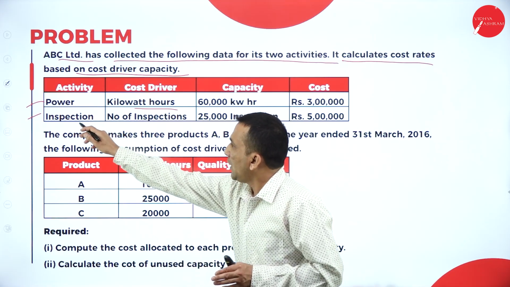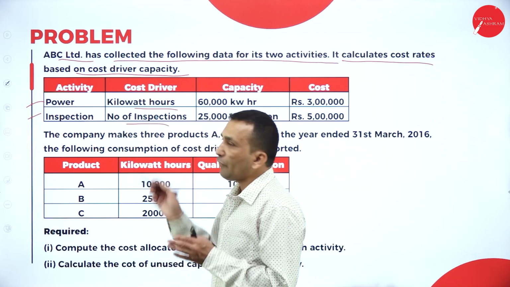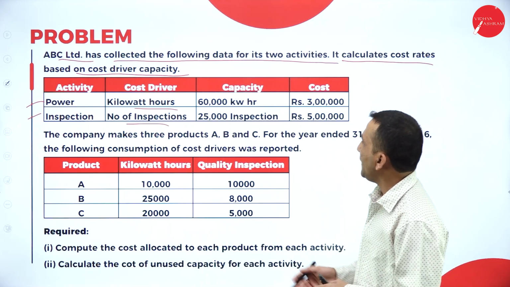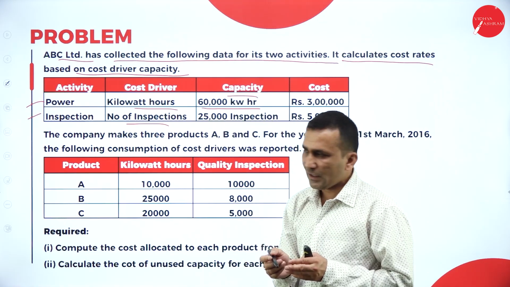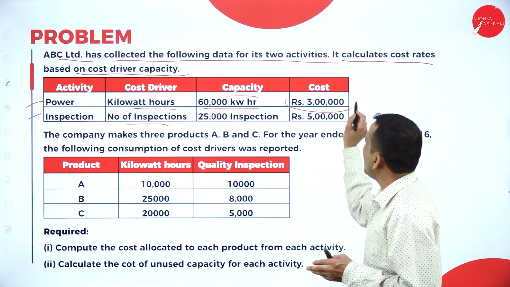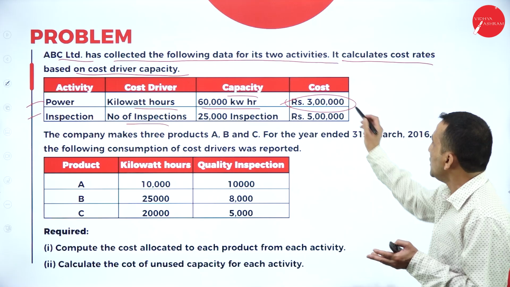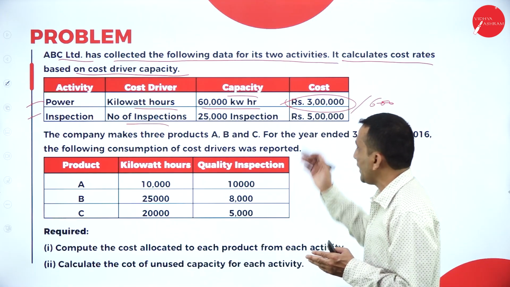Okay, divided by the inspection. Here we identify the cost driver as the number of inspections done, only two activities are in focus here. The capacity is 60,000 kilowatt hours, and the cost value given is a total of 3 lakhs. Easily we can find it out. So 3 lakhs divided by 60,000, the cost per rate, we can easily calculate.